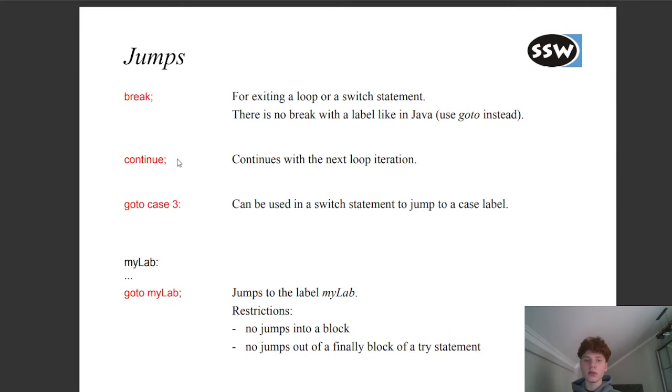Jumps. Break for exiting a loop or a switch statement. There isn't a break with a label like in Java. Use goto instead. Continue: continue with the next loop iteration. Goto case 3 can be used in a switch statement to jump to a case label. Goto myLab jumps to the label myLab. Restriction: no jump into a block, no jump out of a finally block of a try statement.